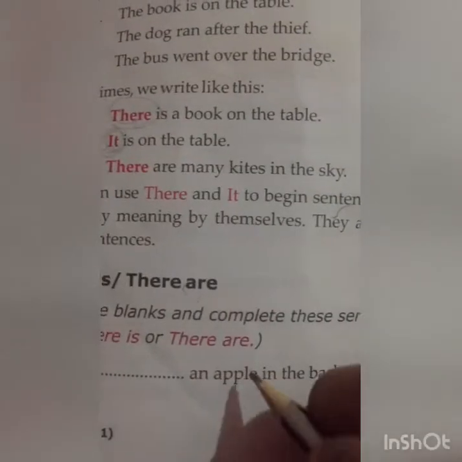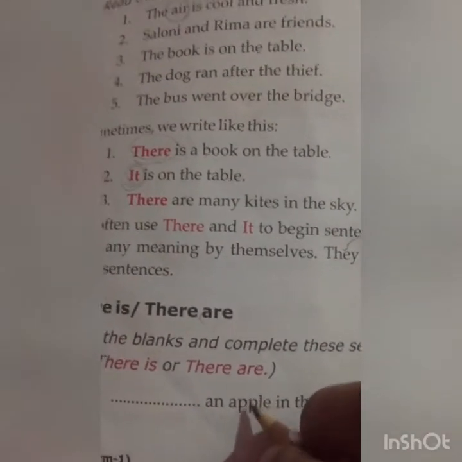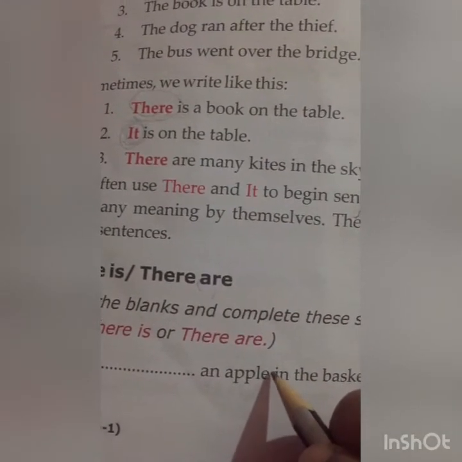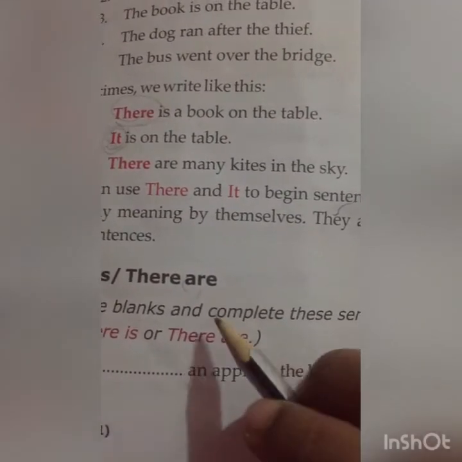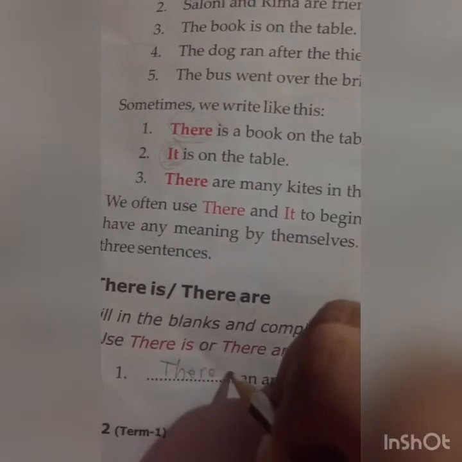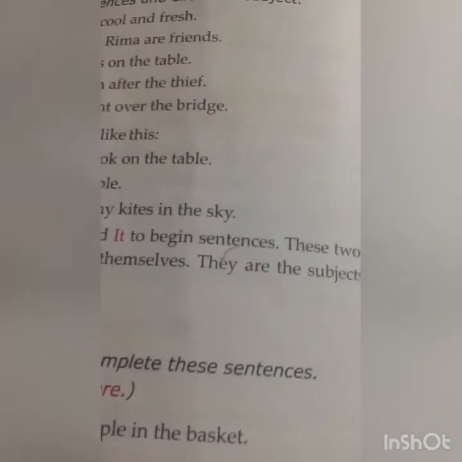First one, let me help you with the first one. Dash an apple in the basket. Apple. This is what we are talking about, right? There is only one, so what we have to use is there is. If there is more than one, what we will write? Dash apples in the basket. So you have to use there are. Now there is only one apple, so you have to use there is. There is an apple in the basket.